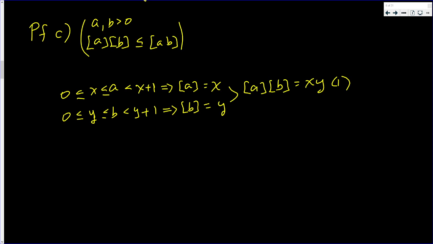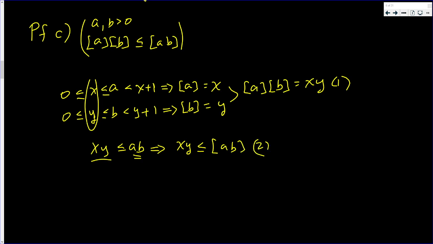Now we multiply. We multiply those two, and we multiply ab. This is an integer. ab is greater than or equal to that integer. That implies that xy is less than or possibly equal to the greatest integer of ab. That's equation 2.